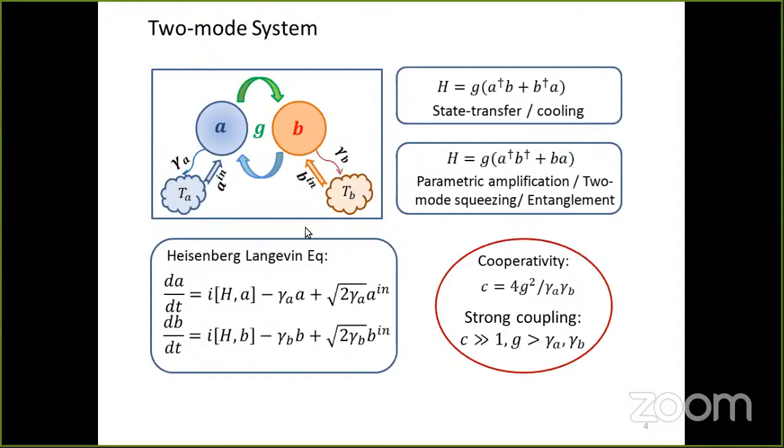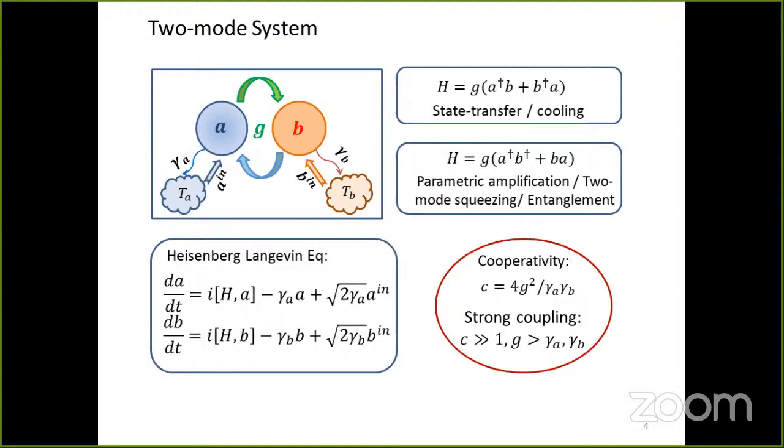When we need to study the dynamics of the system, we can resort to the Langevin type of equation. The first term is the Heisenberg equation, which is a commutator between the Hamiltonian and the operator. The second and third terms come from the decay rates of the respective modes A and B, and this is the noise term coming from the reservoir. Another physical quantity of relevance is the cooperativity, which is G squared divided by gamma a and gamma b. A cooperativity much greater than one means that the system is in the strong coupling region.